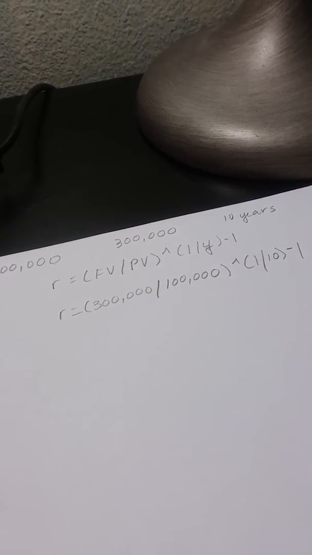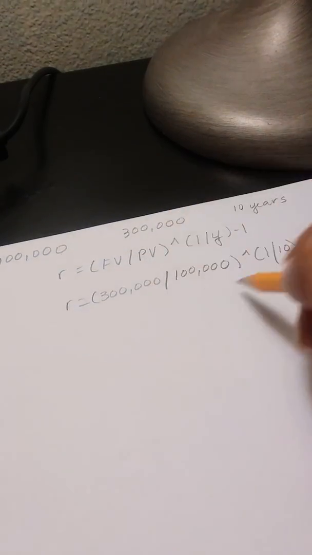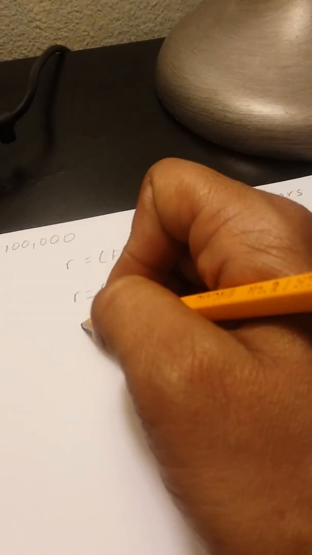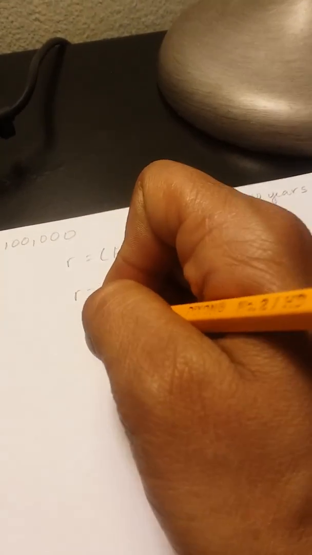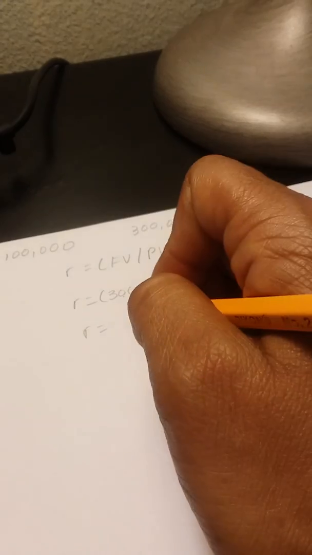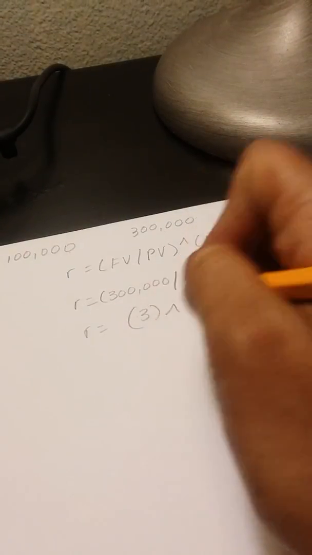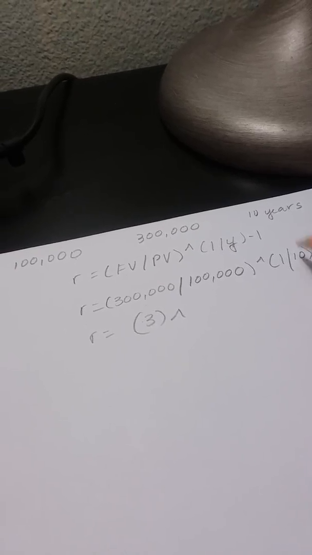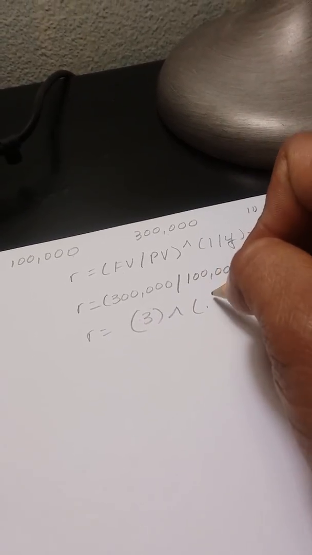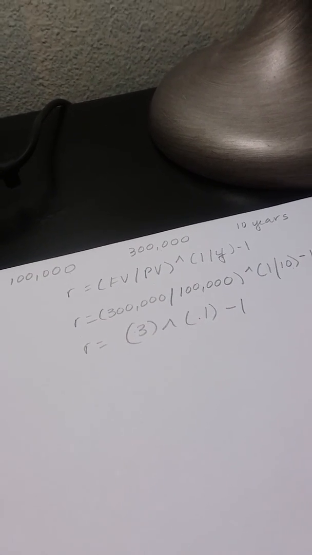minus 1. And so the next thing that we want to do is look at what's in our parentheses. I just like to keep carrying it down. So I just go R, and then we look at these. And we say, okay, that's going to be our 3. Keep that in a parentheses. This is going to be our 0.1 minus 1.